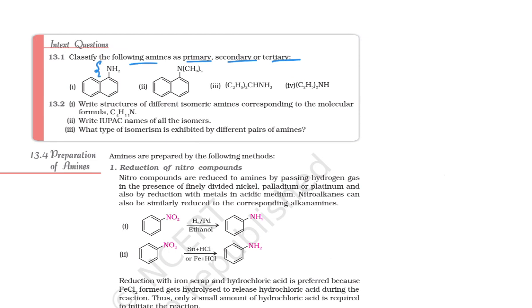Now classify the following amines into primary, secondary, tertiary. This nitrogen is connected with only one carbon, right? So this is primary. This nitrogen, look here, it looks like this, right? So I will write it in a bit more expanded way. In this case, this one, NCH3, has 1 carbon, 2 carbon, 3 carbon.